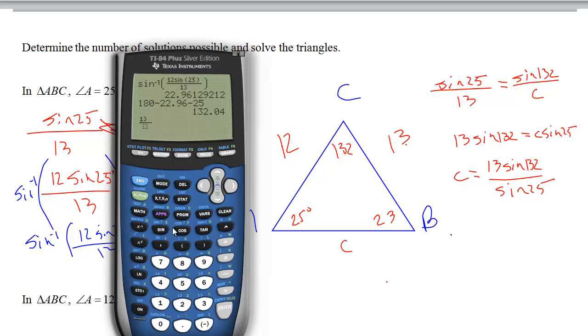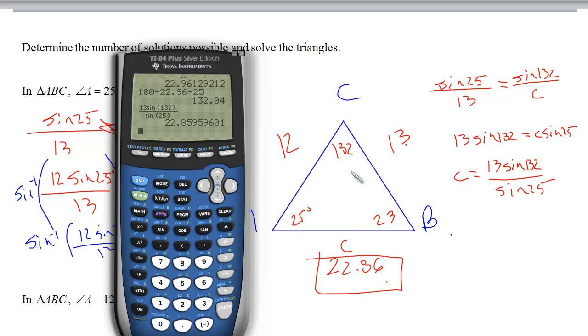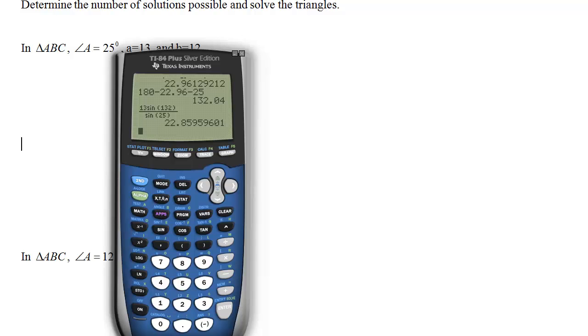13 times the sine of 132 over the sine of 25. And I get 22.859, so we'll say 22.86. And again, that certainly appears to make sense. Smallest angle, smallest side, largest angle, longest side. And let's look at one more.